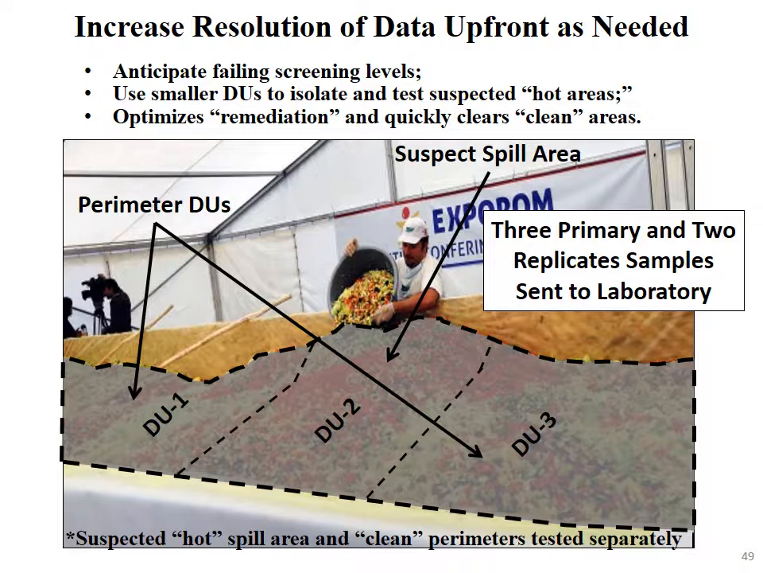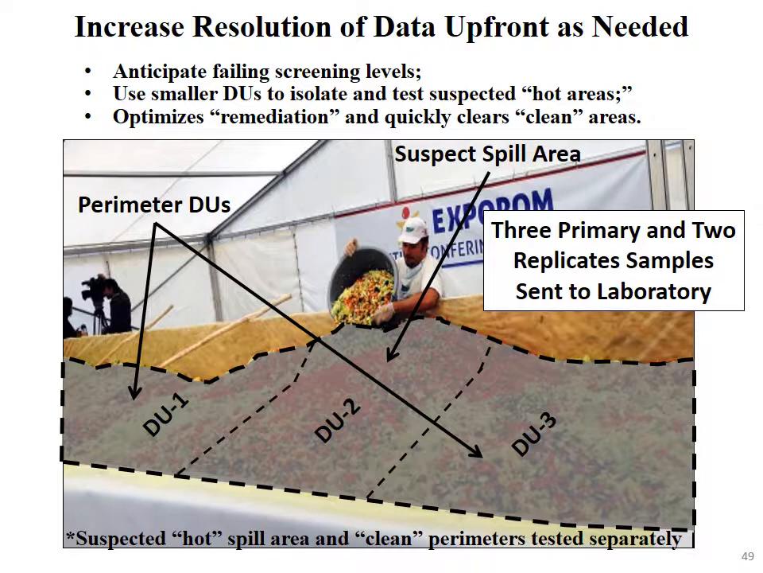So in practice in the field, DUs around suspect source areas are as small as possible. You want to isolate these suspect spill areas as much as possible to optimize remediation and minimize remediation costs. The idea of diluting out hot spots is completely against the interest of the consultant and the responsible party.